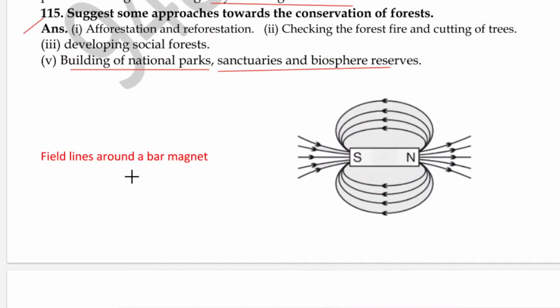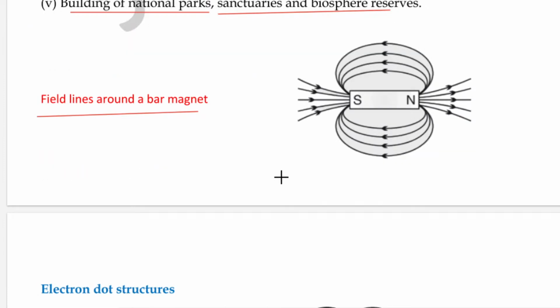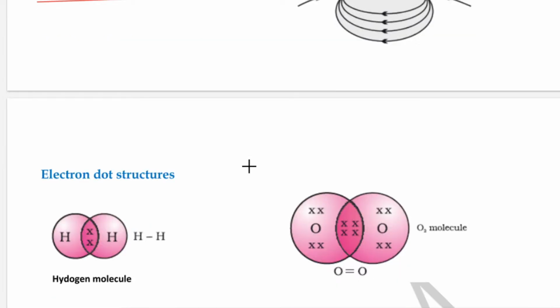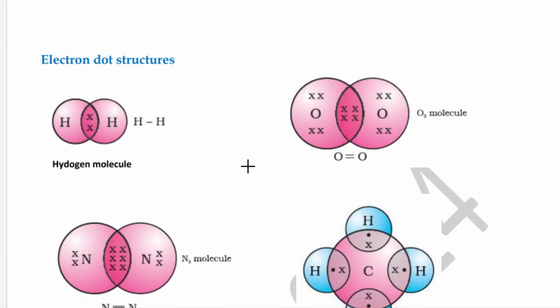Next, we are seeing one more diagram here, field lines around a bar magnet. These are some of the important questions which may be useful for the upcoming examinations. Next, let us move to one more important point here, electron dot structures. Here we are seeing the hydrogen molecule, single bond is here, two electrons are participating here, single bond.